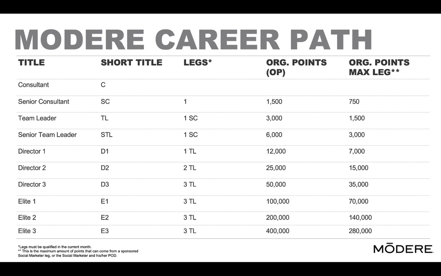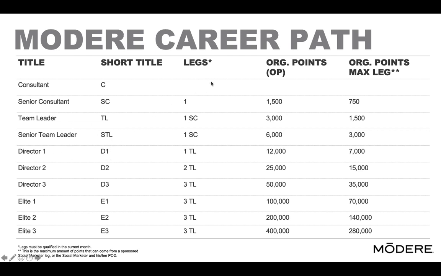So we have 2 levels of consultant. We have a consultant and a senior consultant. We have 2 levels of team leader. We have a team leader and a senior team leader. Then 3 levels of director 1, 2, and 3, and 3 levels of elite. So elite 3 is the top of the compensation plan on the builder side. These are the short acronyms you'll hear, like TL for team leader or D1 for director 1.